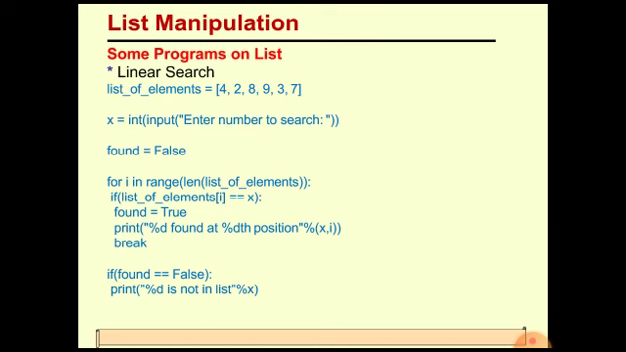So if we check the value of found, and if found is equal to false returns true, then it means that the value which was input by the user for searching was not found in the list. That is why what message should we print? We should print "%d is not in the list", where in place of %d we will print the value x. Whatever was the value of x, that is not in the list. This message will be printed by the program to the user. The user will know that whatever value he or she entered was not found in the list. So I hope you have understood the logic of this program.